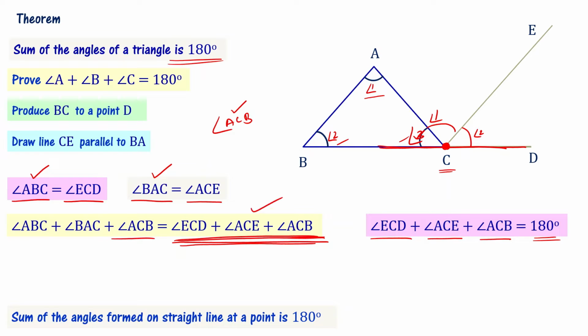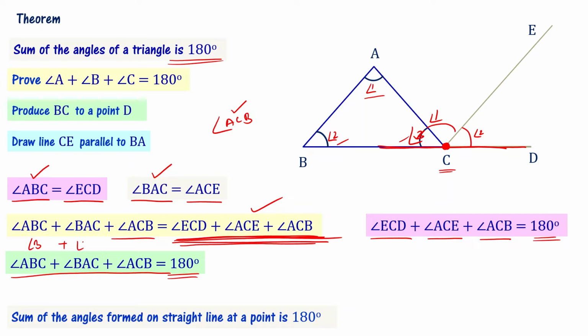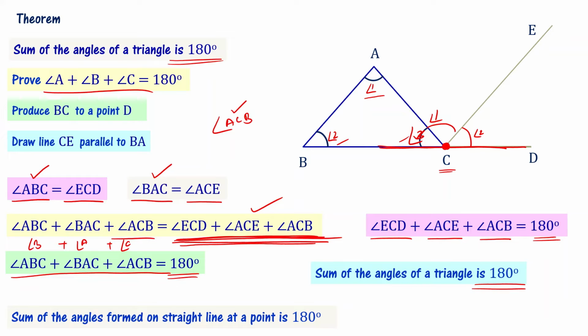Let us substitute 180 degrees for this particular part. It means angle ABC plus angle BAC plus angle ACB equals 180 degrees. This is what we wanted to prove. This is angle B plus angle A plus angle C equal to 180 degrees. Now we can say that the sum of the angles of a triangle is 180 degrees and it is proved.